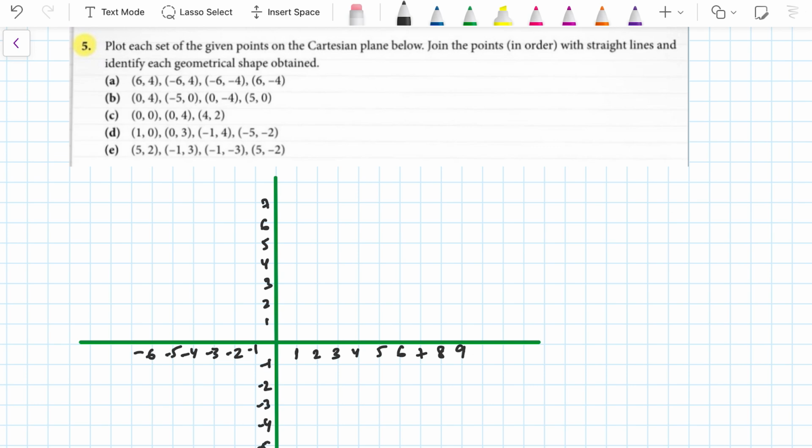Now, I'll start with E part. So the first point is 5 comma 2. 5 on the x-axis and 2 on the y-axis. Minus 1 comma 3. Minus 1, 1, 2 and 3. Then we have minus 1 and then minus 3. Let's go down. Minus 1 on the x-axis and on the y-axis it's minus 3. 5 and minus 2 comes here. Let's join them with straight lines.